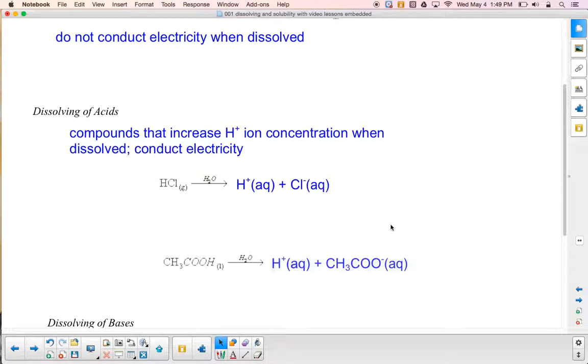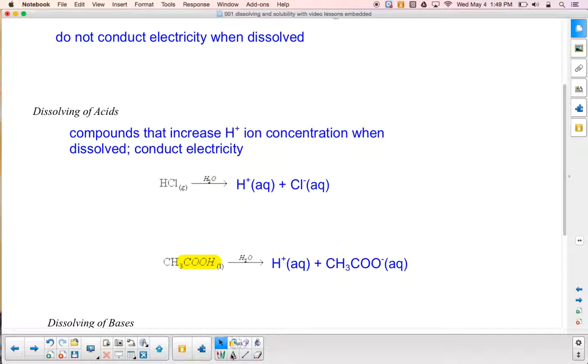Our other acid that we had was ethanoic acid. Our ethanoic acid at first looks a little bit like a base because of the OH group, but it's this characteristic COOH that makes ethanoic acid an acid.